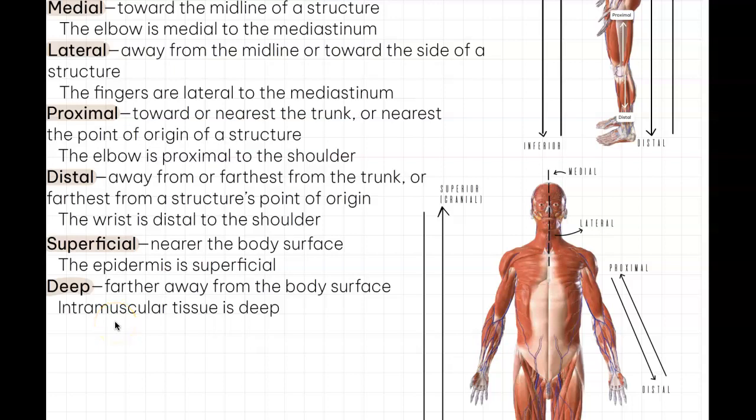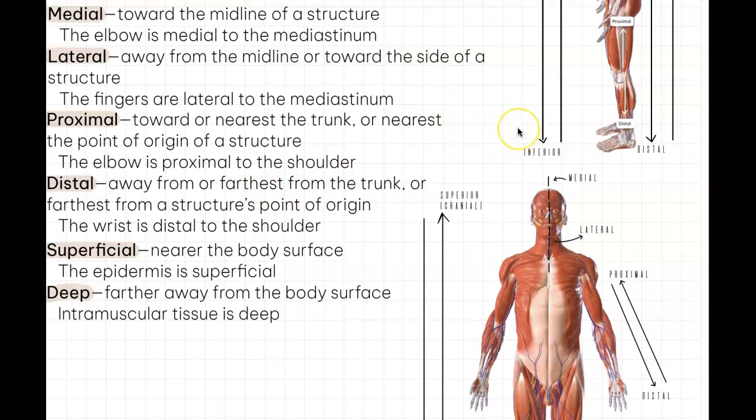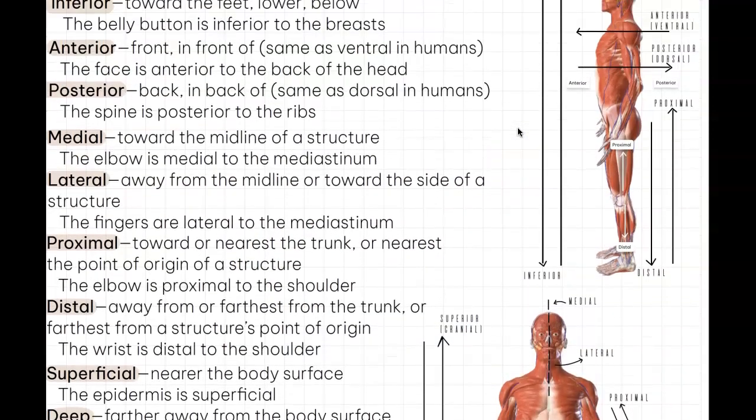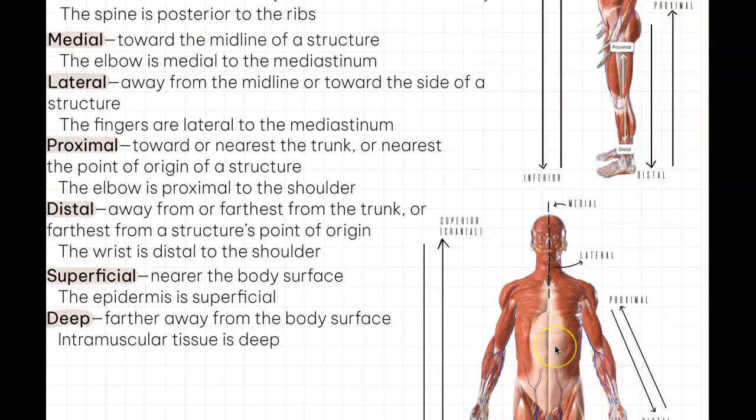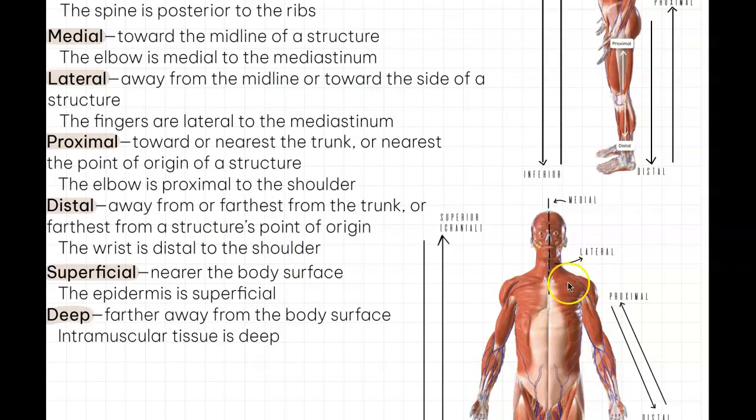Proximal and distal are the next set of opposite terms. Proximal is toward or nearest the trunk or nearest the point of origin of a structure. So this is your trunk. If you cut your arms, legs, and head off, you would have your trunk left, which seems morbid, but that's how I remember it. So if you cut all of the extremities off, and cut the neck and head off, this is your trunk.